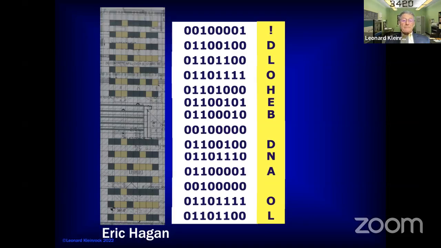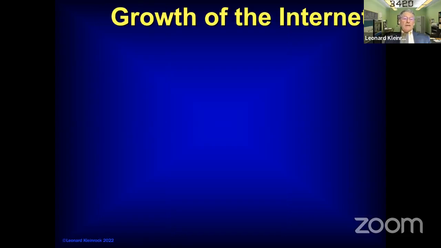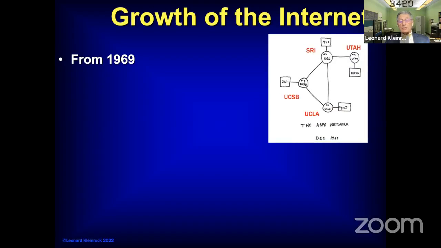You'll find it. So let's watch the growth of the internet. From 1969, when it was launched, and it looked like that, you see UCLA node number 1, SRI node number 2 in October.